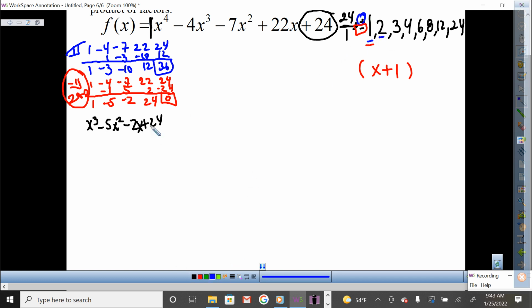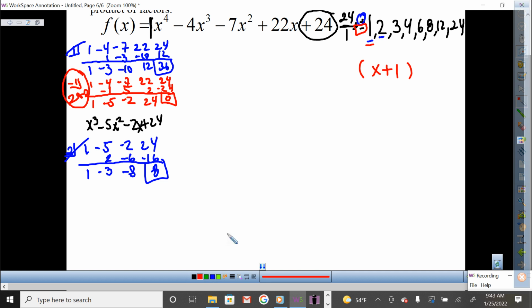Positive 2, yes? And now my coefficients are what? 1, negative 5, negative 2, 24. Does everybody see what we're doing? Yeah. All right. 2 times 1 is 2, combined, that's negative 3. 2 times negative 3 is negative 6, combined, that's negative 8. 2 times negative 8 is negative 16, combined, that's 8. That's not our 0. You guys following, Connor? Sir? Yeah? Okay, good.